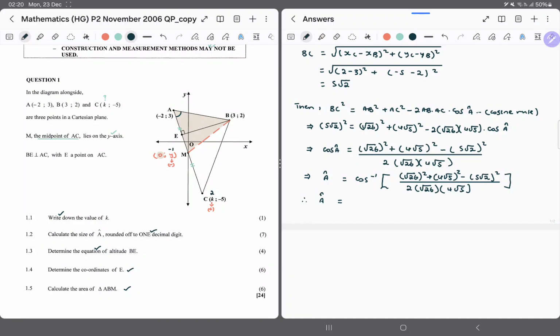Alright, so let's calculate. We've got shift cos. We have our situation there. Square root 26 squared plus 4 root 5 squared minus 5 root 2 squared, okay, divided by 2 into square root 26.